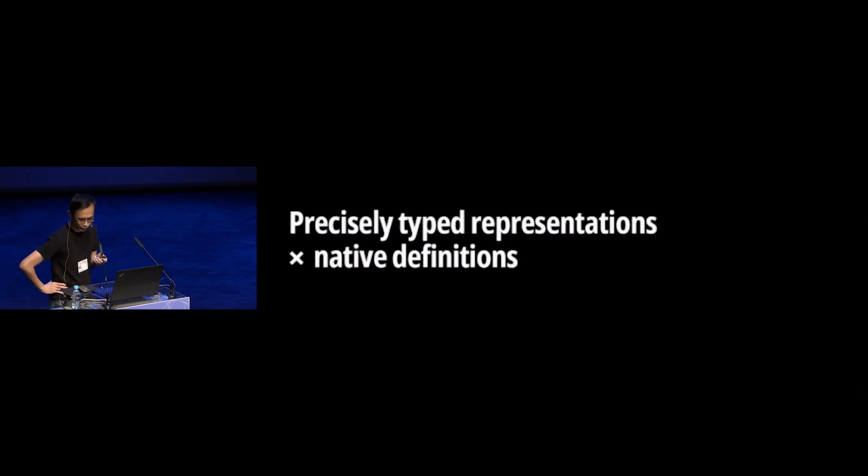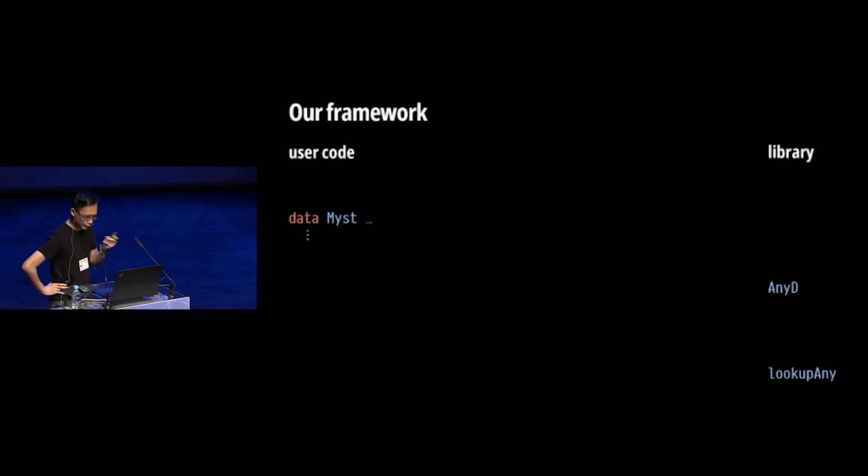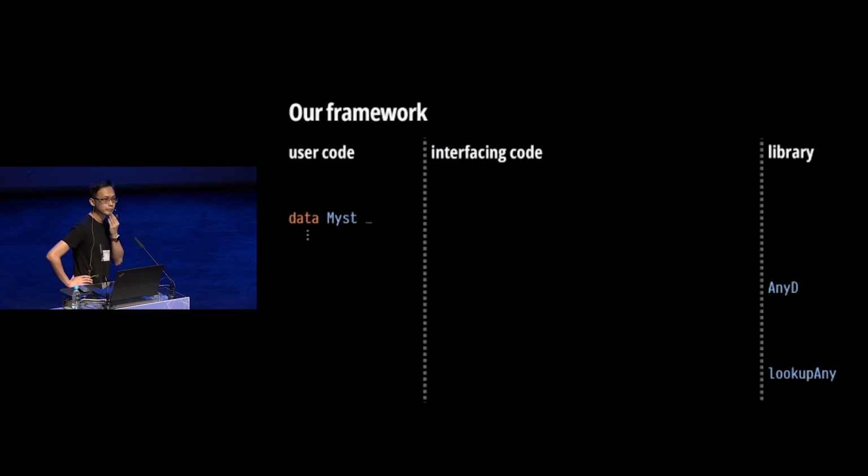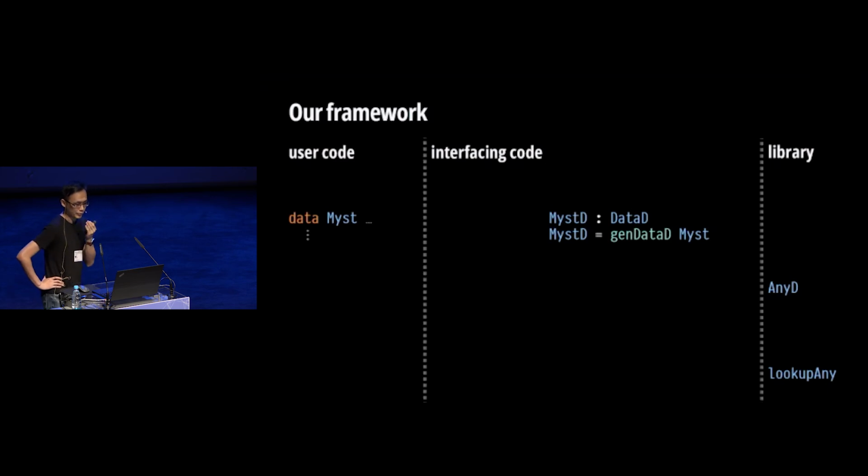That's the basic idea. But if we want to go into some more detail, then suppose that in my library there are already two generic constructions, NED and lookup any, and I want to instantiate the constructions for my own data type MIST. Then we need to write some interfacing code. So first of all, we need to use a macro, genDataD, to generate a data description of MIST. And that's the input to NED.